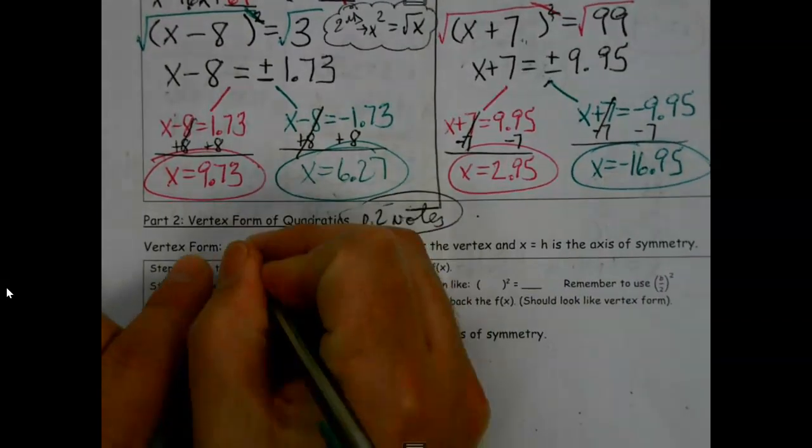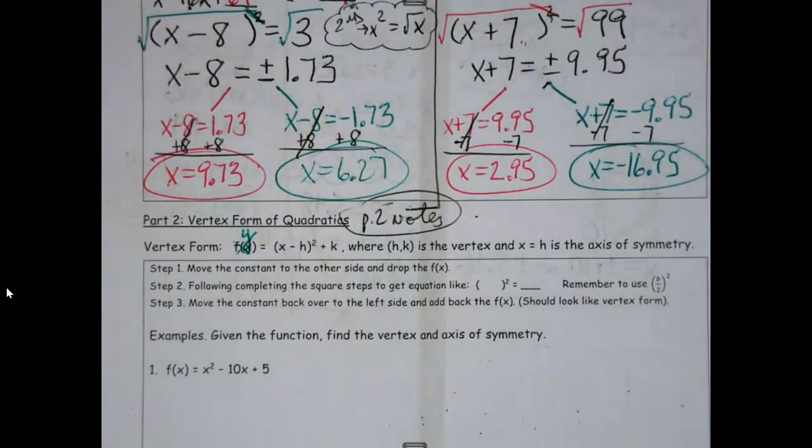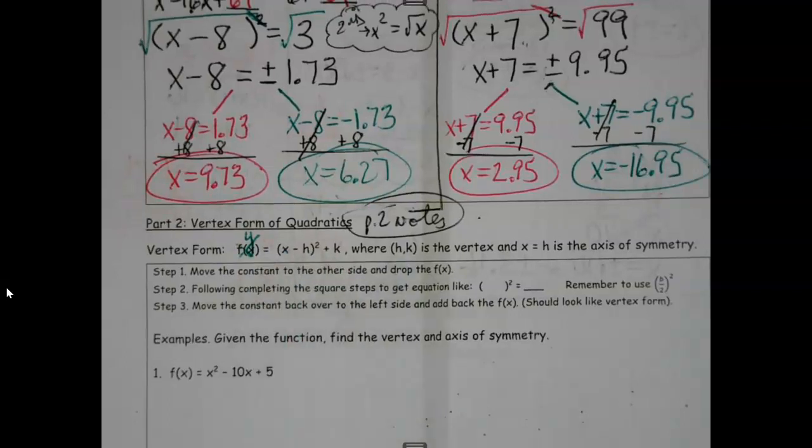F of x is a fancy way of saying y equals. Let's keep life simple. They are interchangeable. This is your regular vertex form. When we graphed parabolas, we'd look at that before. H and K is our vertex, our center. X equals H, we'll chat about that when we get there, is the axis of symmetry. So these are going to be a little shorter than yesterday.